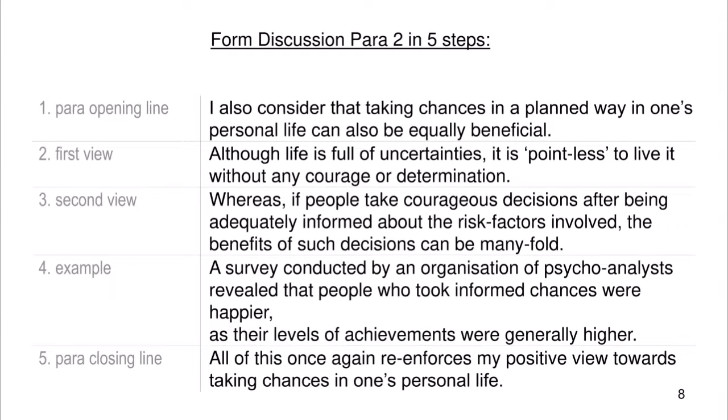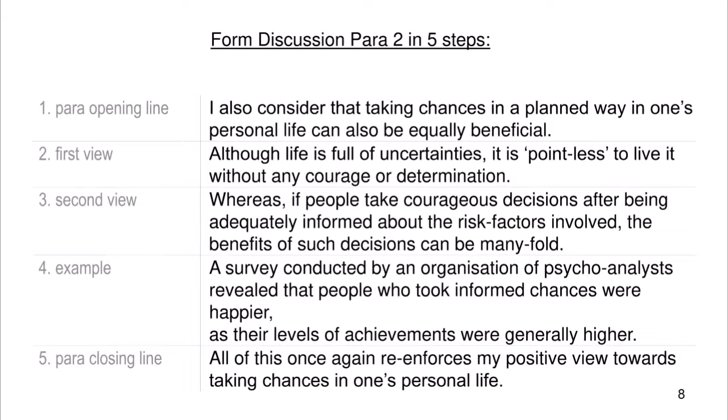Form discussion para 2 in 5 steps. 1. A para opening line. 2. Your first view. 3. A second view. 4. Maybe an example. And 5. A para closing line.